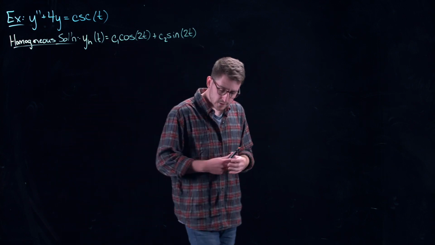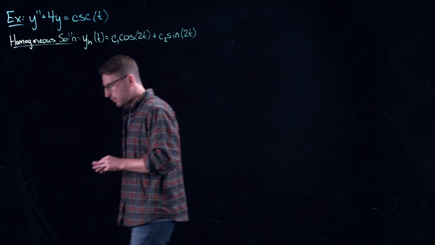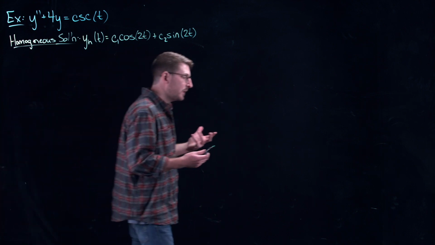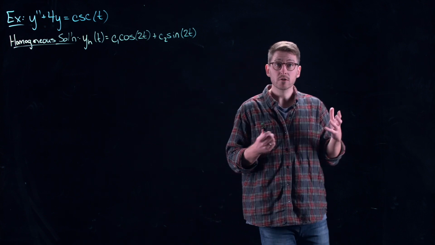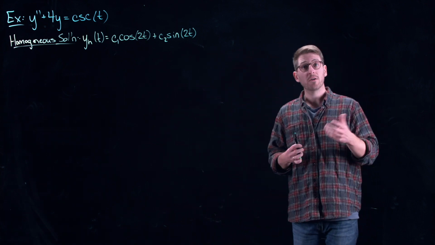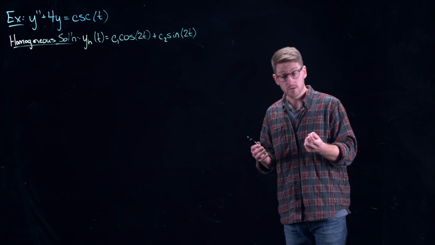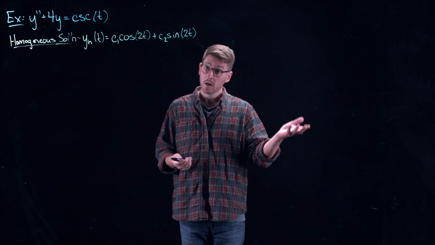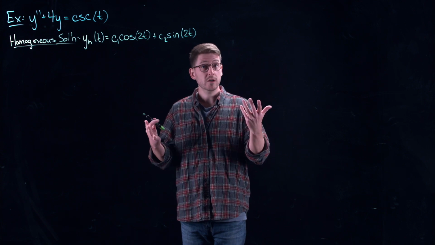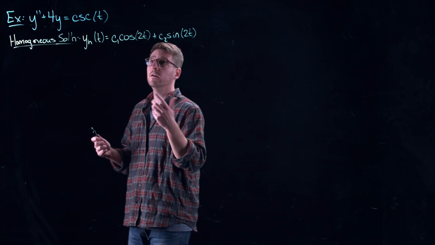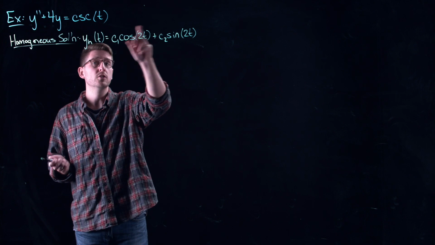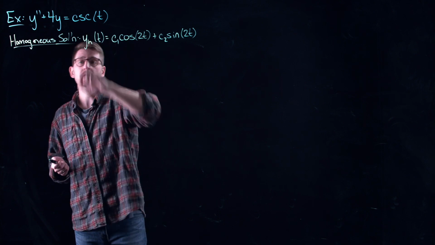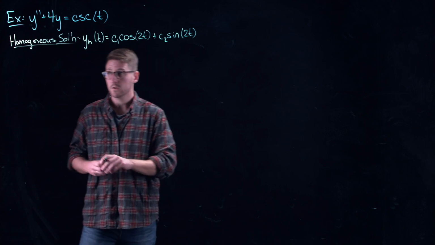Okay, so I got the homogeneous solution. The question is, what can I do with it? Well, if you think back to what we did with the method of reduction of order, we said that if I know one solution to the homogeneous equation, then I can leverage it to find the other one. We're going to do the same type of idea here. I know the solution to the homogeneous equation, so let's leverage it to try and find the solution to the non-homogeneous equation.